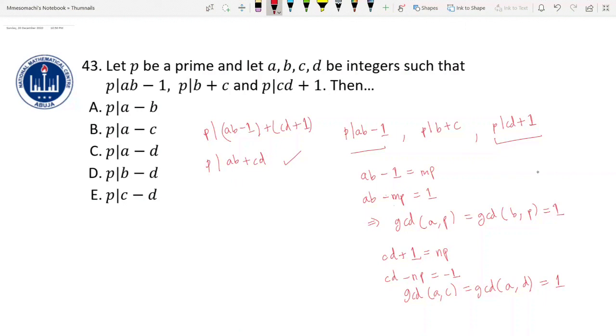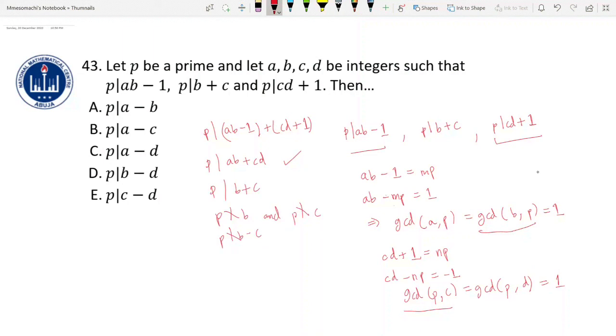Now looking at P dividing B plus C. Since the GCD of P and B, sorry, this should be P and C, and P and D. Since the GCD of P and B and the GCD of P and C are both equal to 1, from P divides B plus C, we have that P does not divide B and P does not divide C. So it means P does not divide B minus C, unless B minus C is equal to 0.